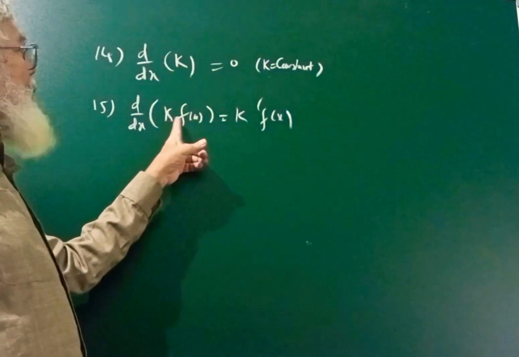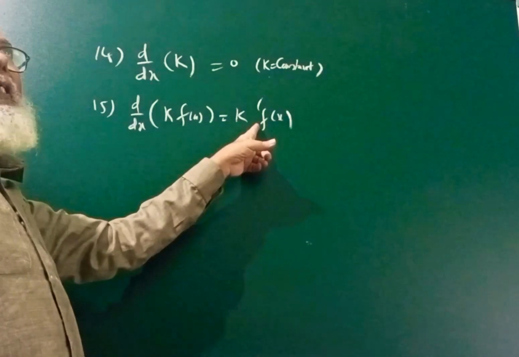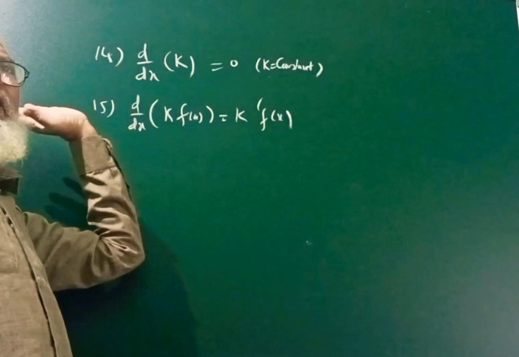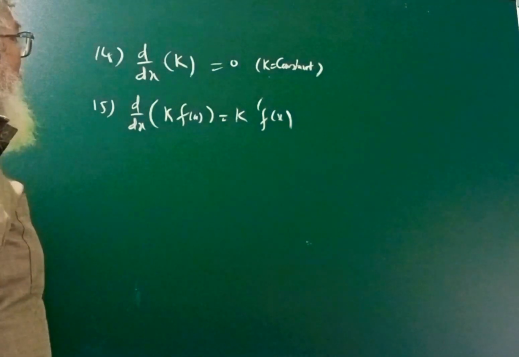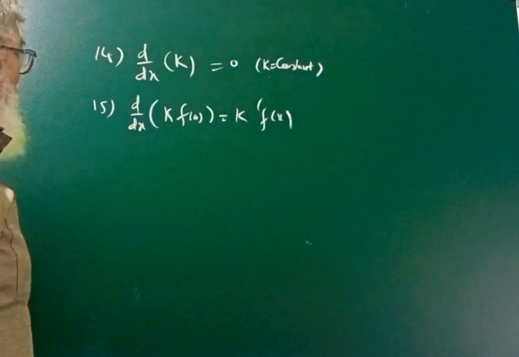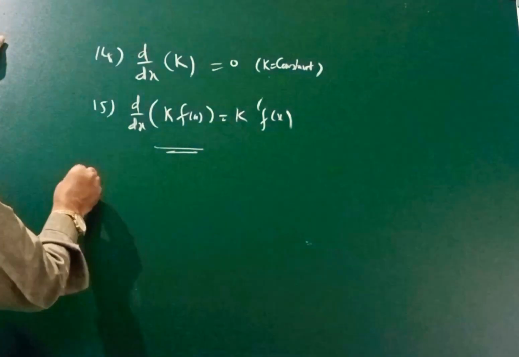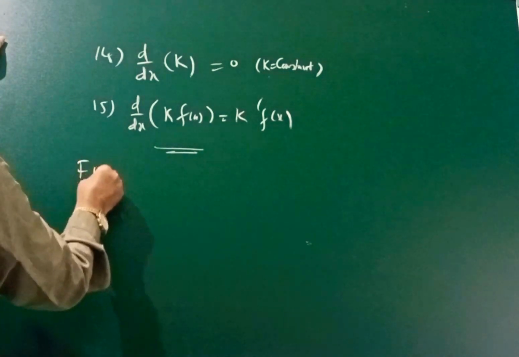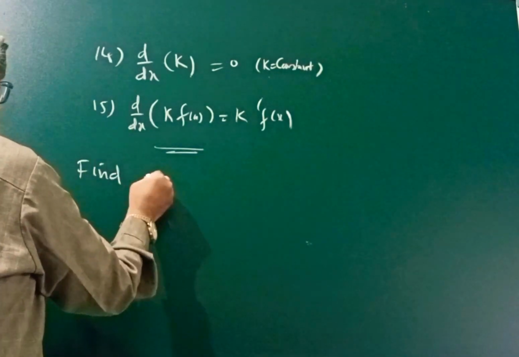When a constant appears in a product with any function, then the constant should be kept as it is and the function should be differentiated. We have these formulas, and now we have some problems also. Let us find dy by dx. This is a recall from the first year.